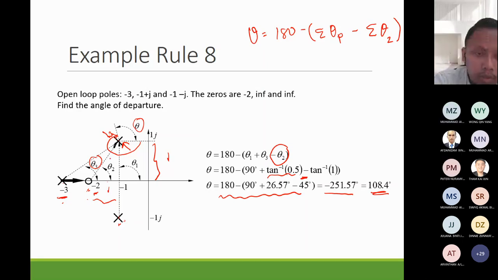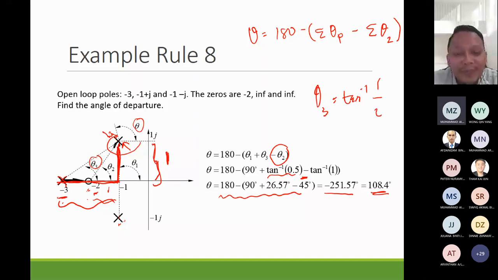So where do we get the 0.5? So that 0.5, 1 divided by this length. So x is here. So we have to measure this length and this length. So theta 3 equals tangent minus 1 of 1 over 2. Understand? Okay, doctor. Thank you.